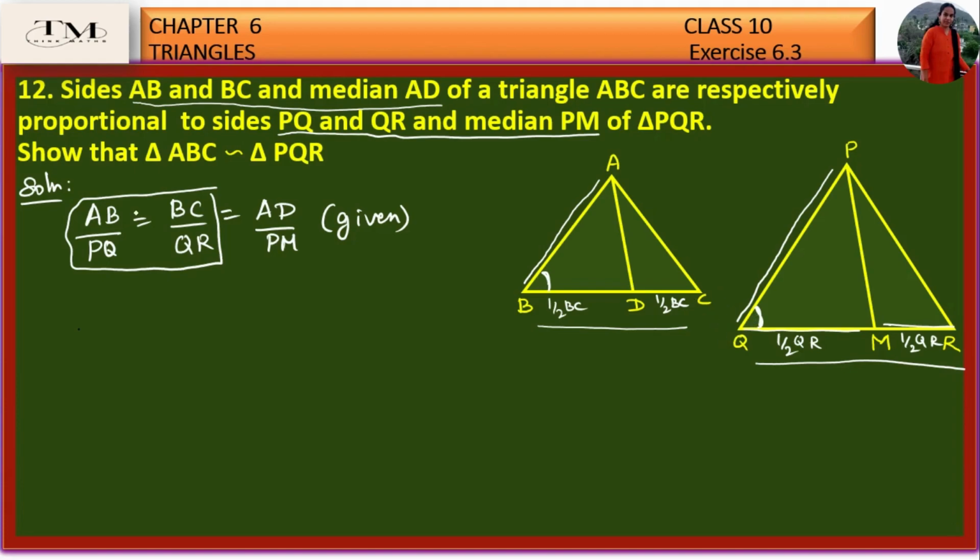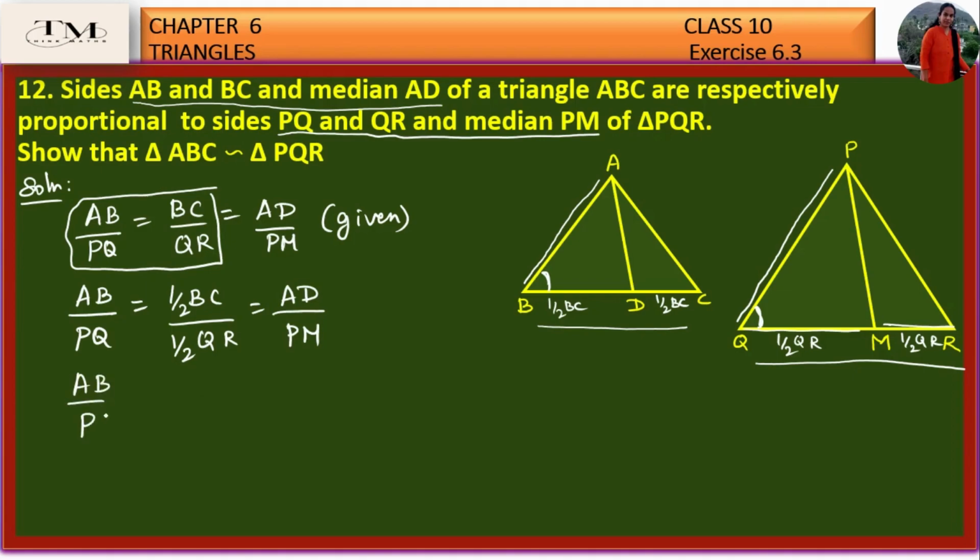So now we have to show angle B is equal to angle Q. So how can we show? Just what I am going to do. So just write AB by PQ. Okay. So next here BC. So I am going to divide and multiply by 1 by 2, which is equal to AD by PM. So what happens? This is AB by PQ, half of BC. So half of BC is nothing but BD. Okay. So BD divided by half of QR is nothing but QM, equal to AD by PM.